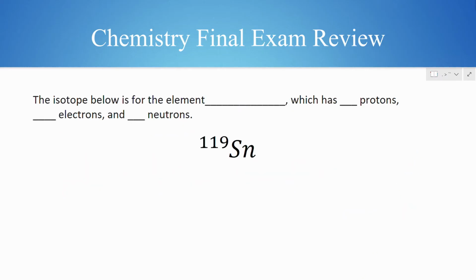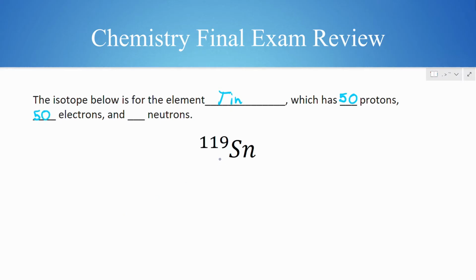The isotope below is for the element blank, which has blank protons, blank electrons, and blank neutrons. Alright, so first we need to find the name of this element. So looking at the chemical symbol, we see Sn, and Sn is for tin. Alright, so looking on the periodic table, you can see that tin has 50 protons. That's its atomic number. Now, this is a neutral tin atom with no charge, and so the amount of positive must equal the amount of negative, so there will also be 50 electrons.